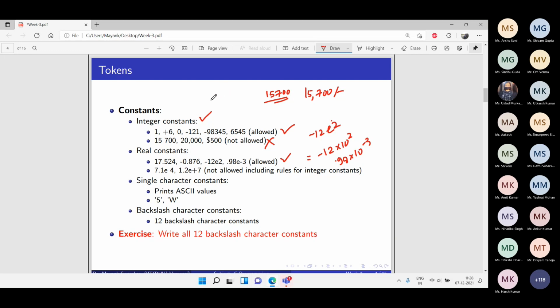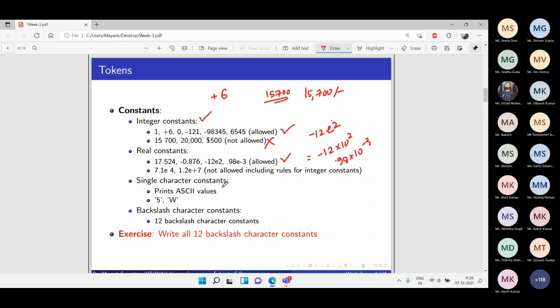If you want to have something constant, you directly write 6. We don't prefer writing plus 6, but plus 6 is allowed. But if you want to write 1.2 e plus 7, no, this is not allowed. In the power, it is not allowed.